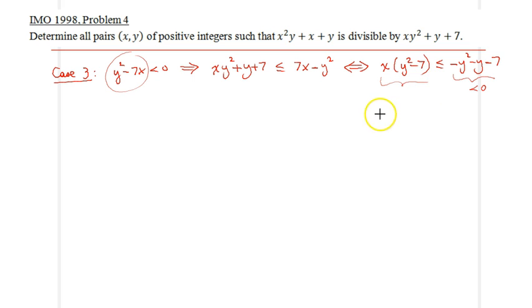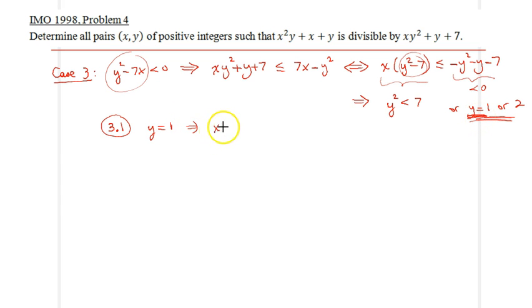So therefore, our right-hand side is strictly less than 0. It must be the case that the left-hand side is strictly less than 0, suggesting that y squared minus 7 is strictly less than 0 as well. This implies that y squared is strictly less than 7, so y is equal to 1 or 2. Let me erase this. Now I have two additional cases, so let's call it 3.1. In this case, let's assume y is equal to 1.